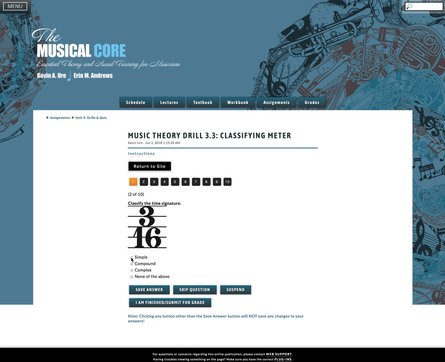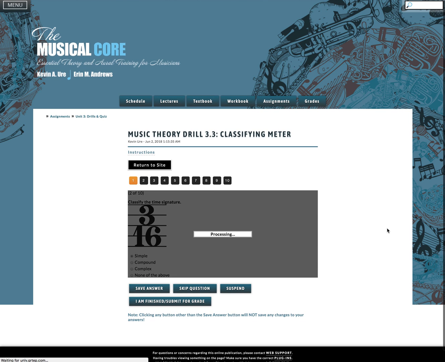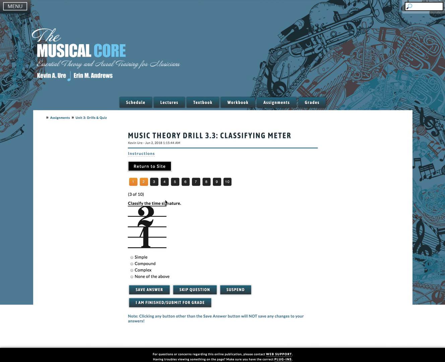This is a 3. So remember, anything with a 3 on top is simple. This is a 2. 2, 3, 4 is simple. So check your textbook. That information is listed in there. It tells you exactly how to identify these time signatures. If you're having any trouble, you just have to read the textbook.